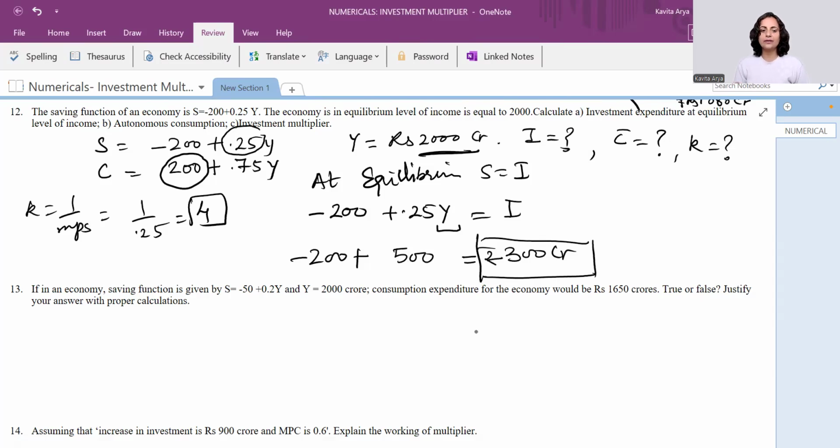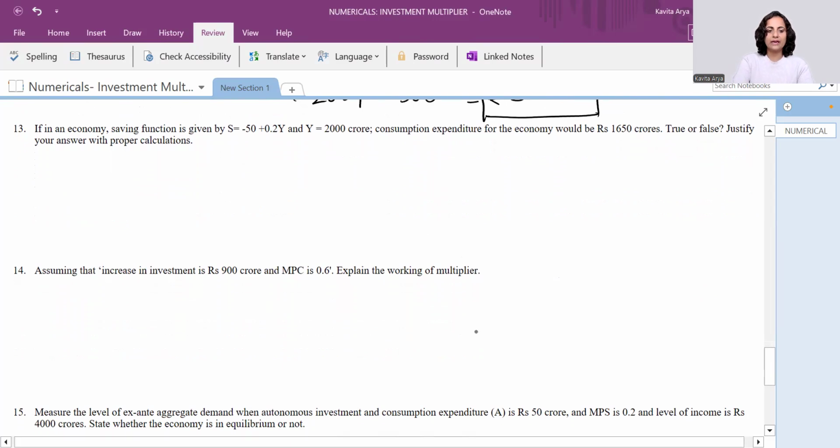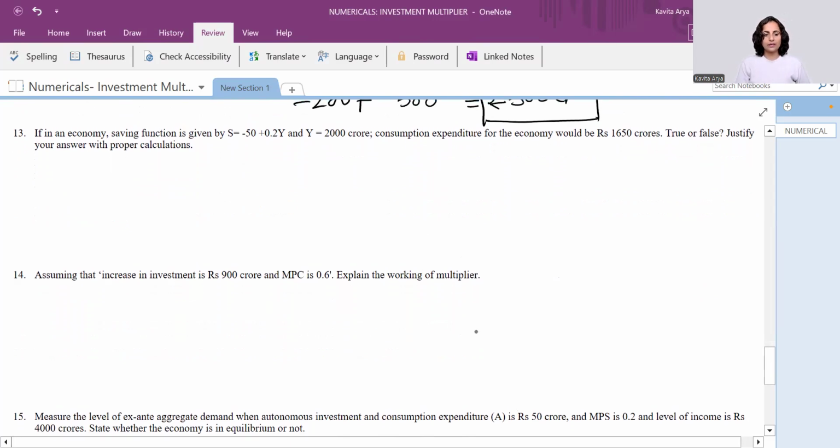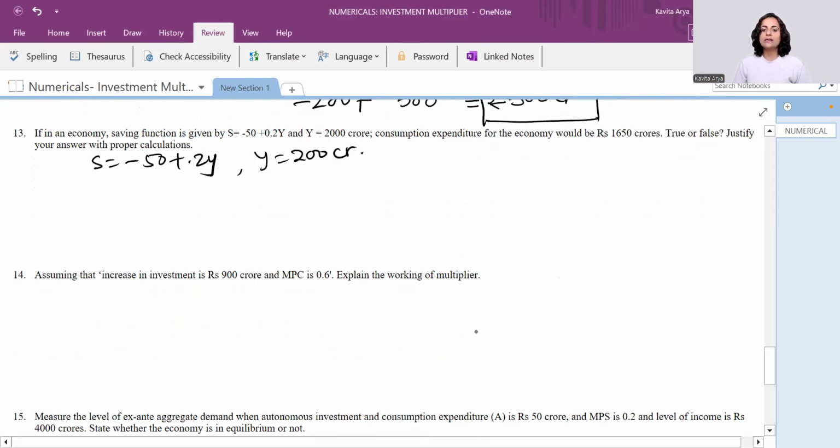Point is, whichever numericals and whichever formulas were listed at the top of this document, all those formulas are getting used up. So we have come close to our end. Still three formulas, three numericals are left. S is equal to minus 50 plus 0.2y, right? And y is 2000 here. So consumption expenditure for the economy would be this, true or false.